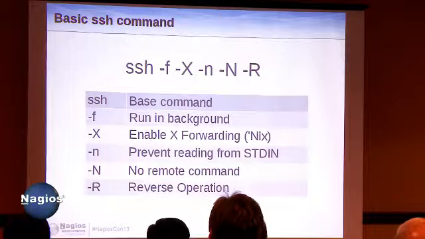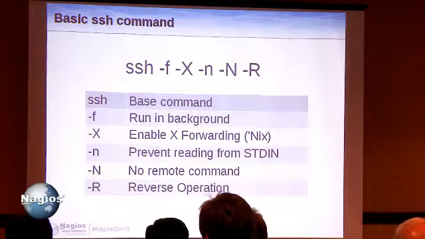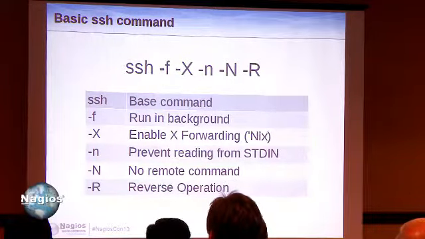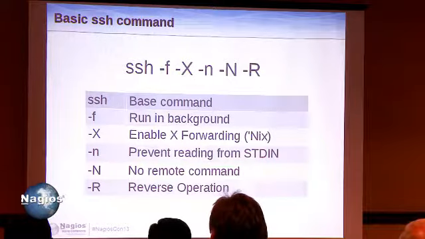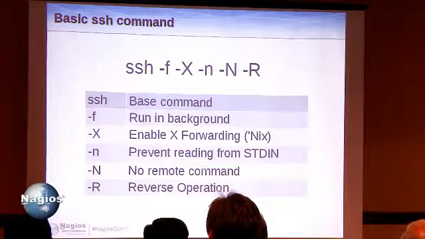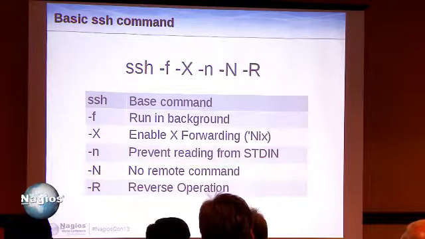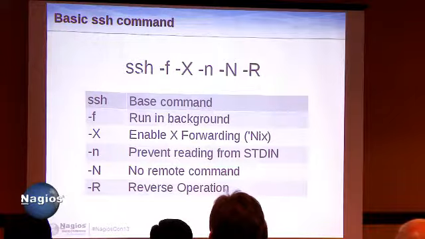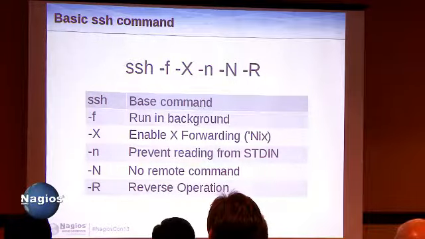The key one down here is reverse operation. Normally, if you run SSH, it'll give you a connection you can type. Run in background and no remote command means you don't care about that. You're not issuing a command. You don't want a connection. You want to use it for something else. So f and R are the keys.